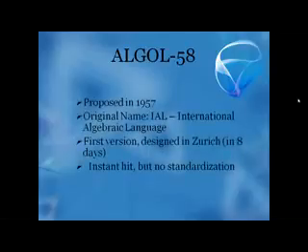ALGOL58. ALGOL58 was originally proposed to be called International Algorithmic Language, named IAL. It was the first version of ALGOL and was designed in Zurich in 8 days. It was an instant hit but was not standard.